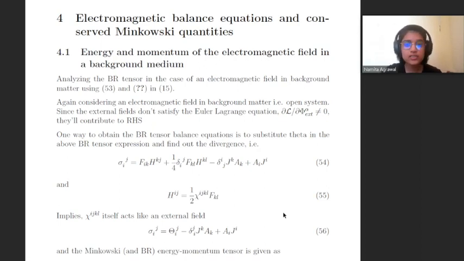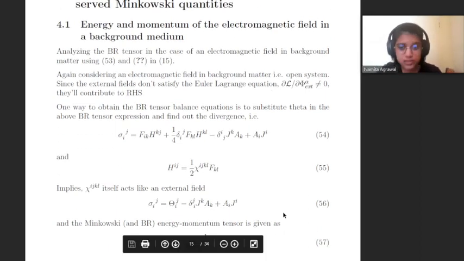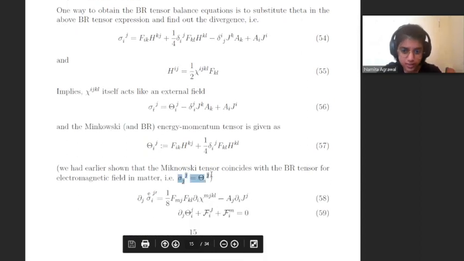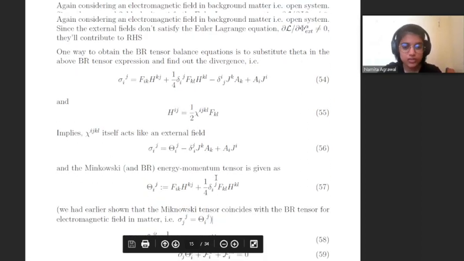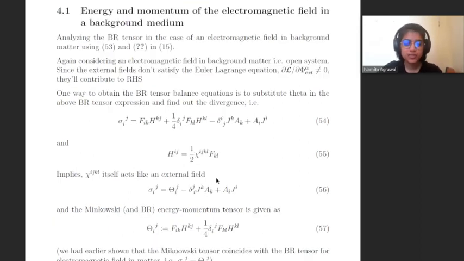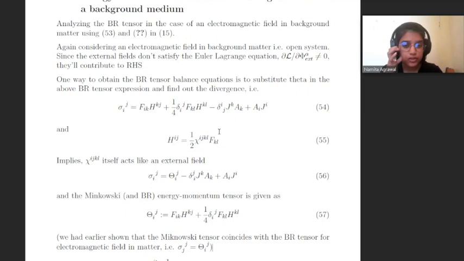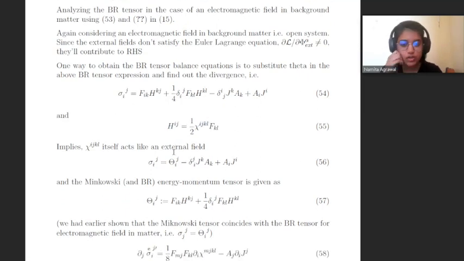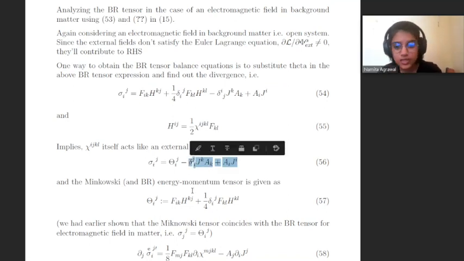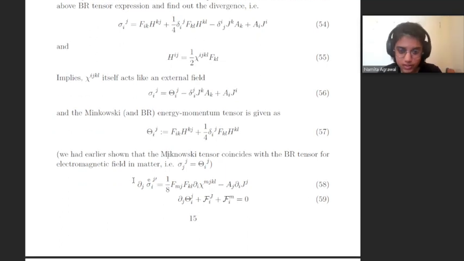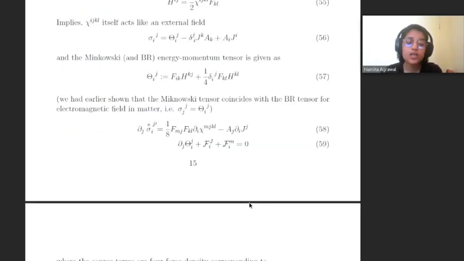So, the aim of the section is to find some Minkowski conserved quantities. In order to do that, I have to find the divergence of the stress energy tensor. In the previous section, we have shown that for the EM field, the expression equals the Minkowski stress energy tensor. So I'm just taking the divergence by substituting for the field strength tensor components and considering free charges in the medium, which would introduce these terms. This gives me the balance equation, which is equation 59. While observing this equation, there are three terms.